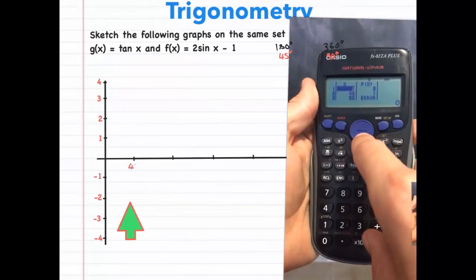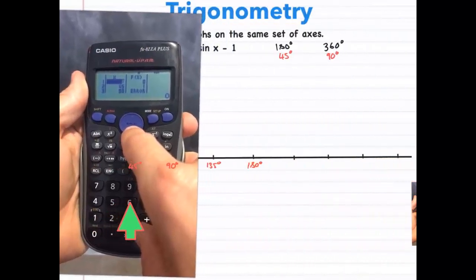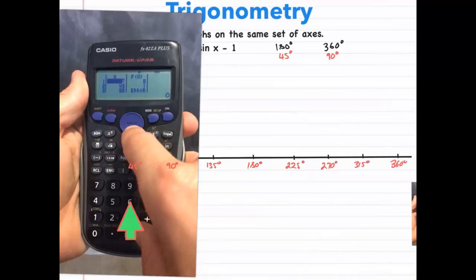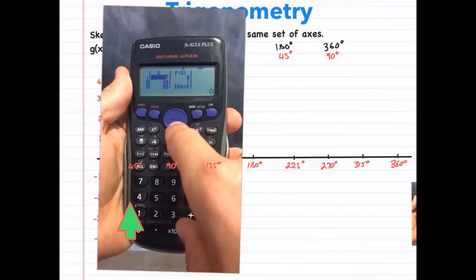So this will be 45 degrees. This will be 90 degrees. Then we are going to have 135 degrees and then 180 degrees. And if I move my calculator to the other side, then we are going to have 225 degrees and 270 degrees, 315 degrees and 360 degrees. Okay, that's why my step is 45. We want to work with increments of 45.